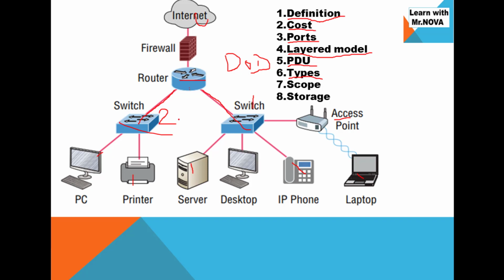Okay, and with respect to scope, a router can function in a local area network and in a metropolitan area network. So routers function both in a local area network and in a metropolitan area network, while switches function only at the local area network. So for example, the most important devices you have at the local area network are switches, but a router functions both at the local area network and the metropolitan area network.